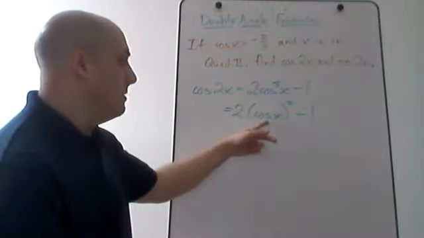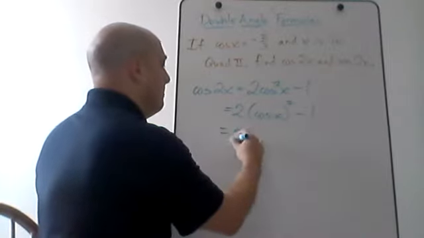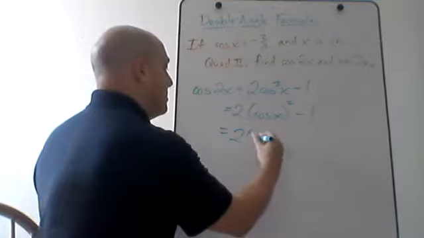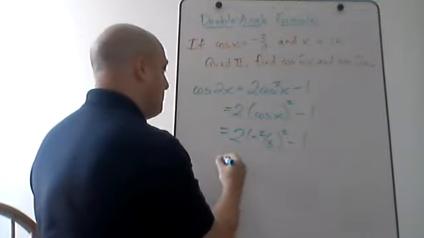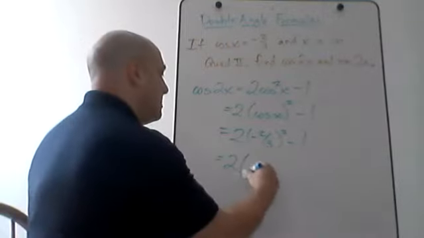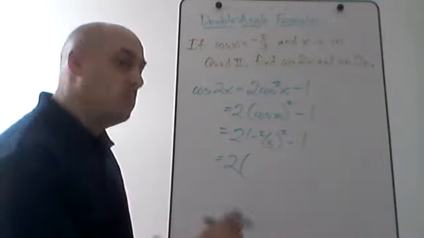So when you understand what that means, if I know cosine of x equals negative 2/3, for the cosine of x here, I just plug in negative 2/3. So it's going to be 2 times negative 2/3 squared minus 1. Now I just have to do the work to simplify this. So it's 2 times negative 2/3 squared.